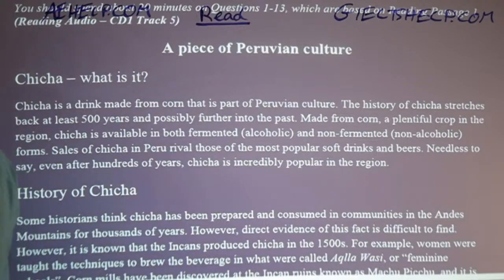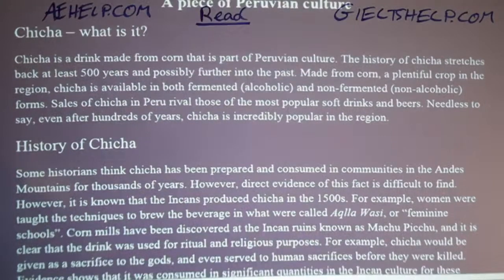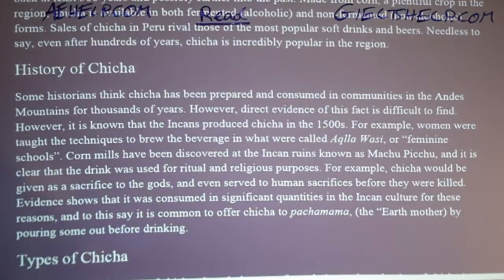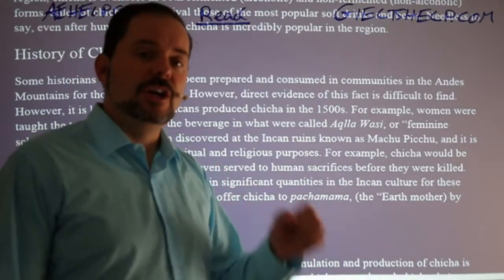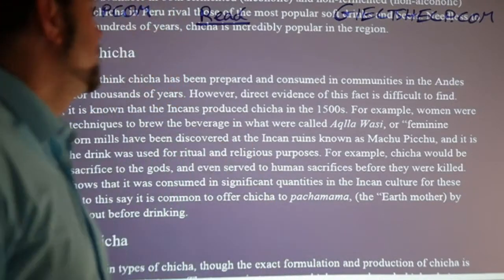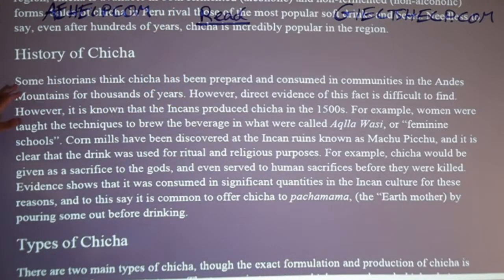Okay, so chica, what is it? It's a drink, alcoholic or non-alcoholic, made of corn that is super popular in Peru. Let's keep reading the history of chica. Keep visualizing, okay? You're watching people making chica. You're drinking this chica. Yummy. All right, history of chica.